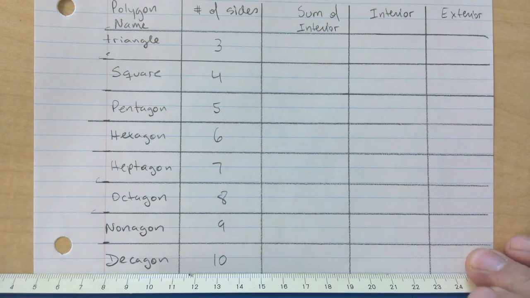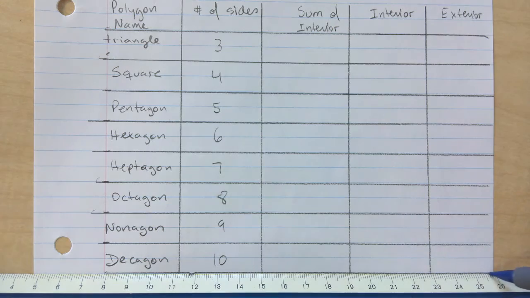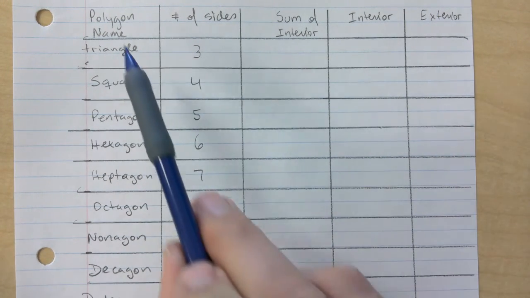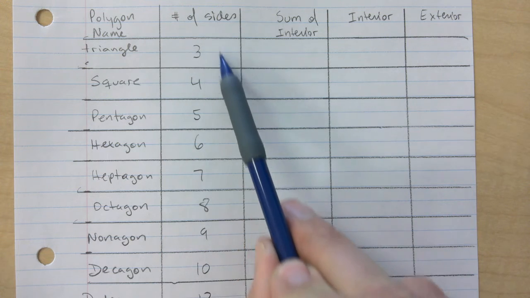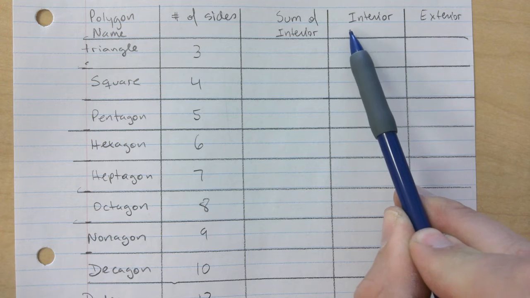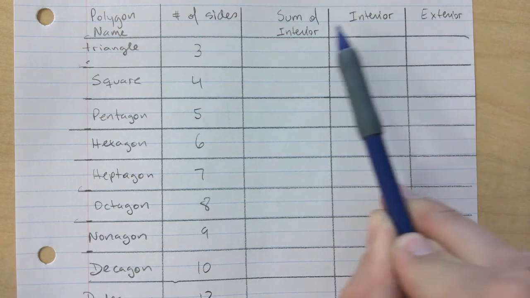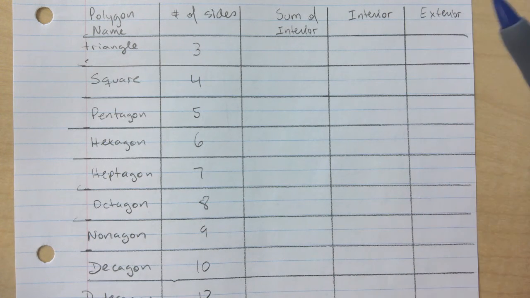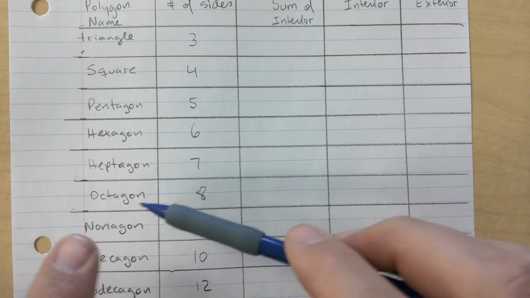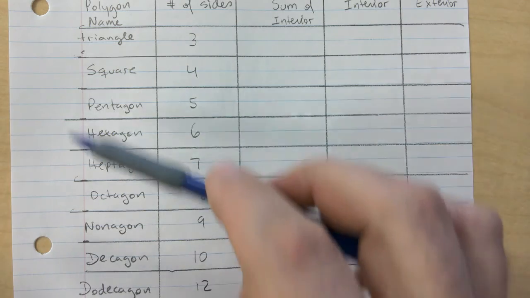So normally what I would do is make a chart like this. We're going to come up with the polygon name, the number of sides, I've already done that. And then you come up with the sum, the interior, and the exterior angle like this. But we're not going to do the whole thing. I still need you to know the names and the number of sides associated with it. So do copy all of this.